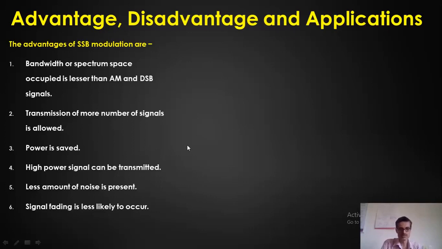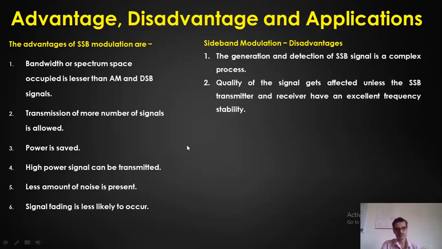Now what is the disadvantage? The disadvantage is that the generation and detection of the SSB signal becomes very complex. We have to use some extra circuits, so it is quite complex. Now the quality of the signal will be affected unless the SSB transmitter and receiver have exact frequency stability. So we should have excellent frequency stability. It should not vary. If the frequency varies between the transmitter and receiver carriers, then demodulation becomes difficult, because I'm using coherent demodulation for detection of the SSB signal.